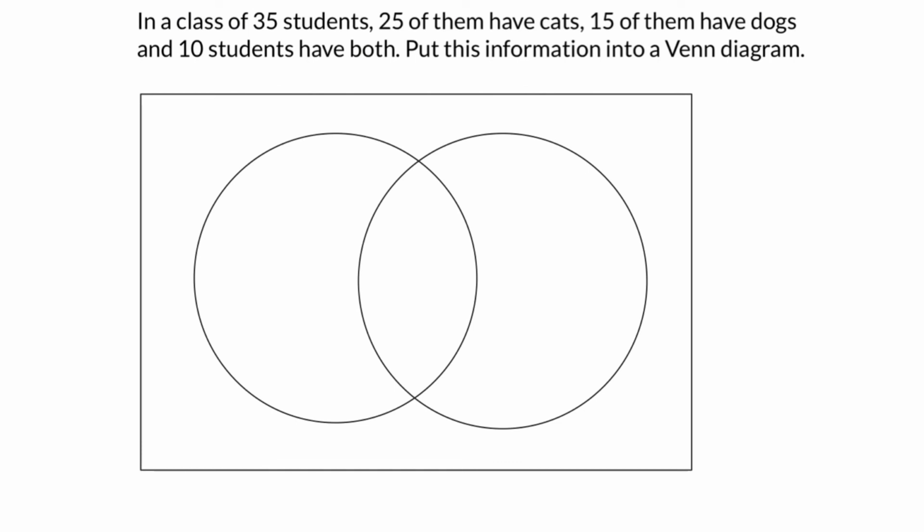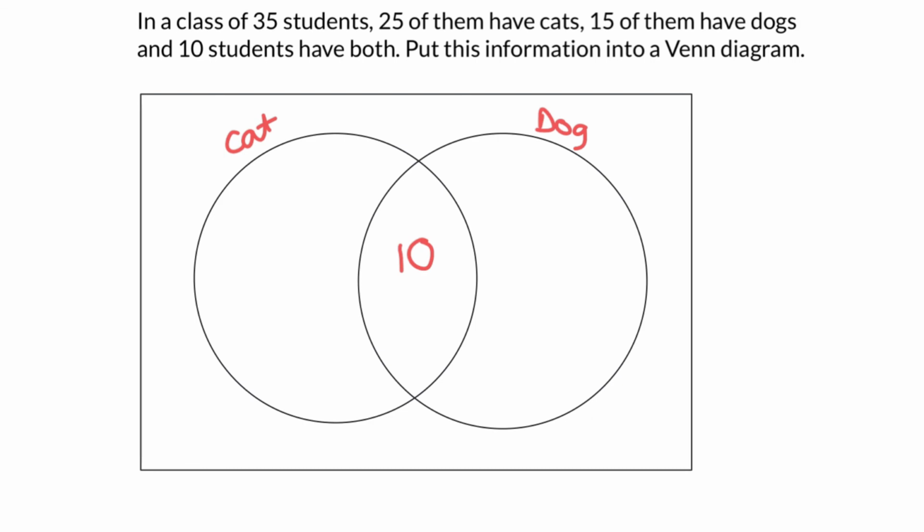So the last way you could be asked to show probabilities is with a Venn diagram. So in a class of 35 students, 25 of them have cats, 15 of them have dogs, and 10 students have both. Put this information in a Venn diagram. So if we label the first circle as students with cats, the second circle of students with dogs. So to start off with, we can put 10 students there in the middle where the 2 circles overlap, because they've got both a cat and a dog.